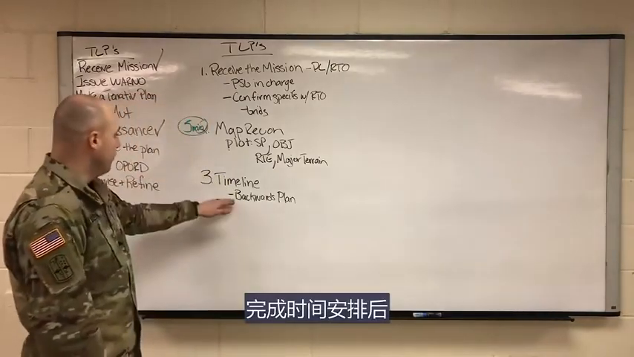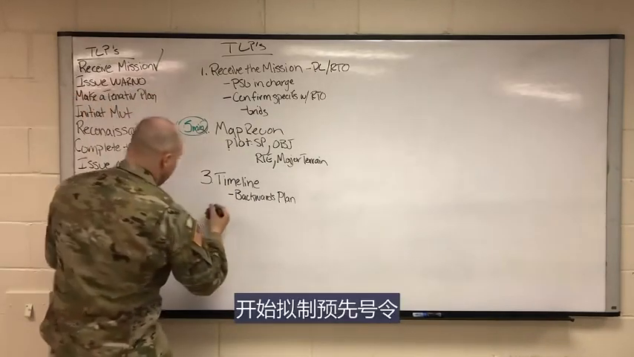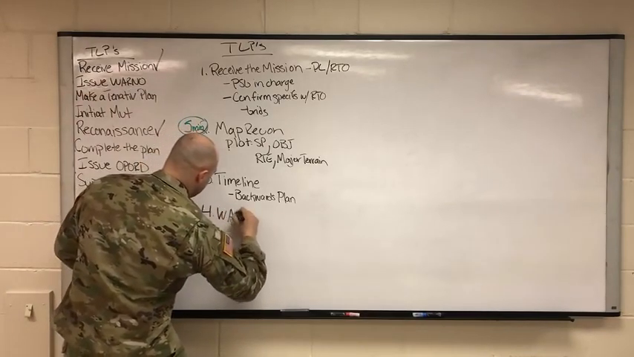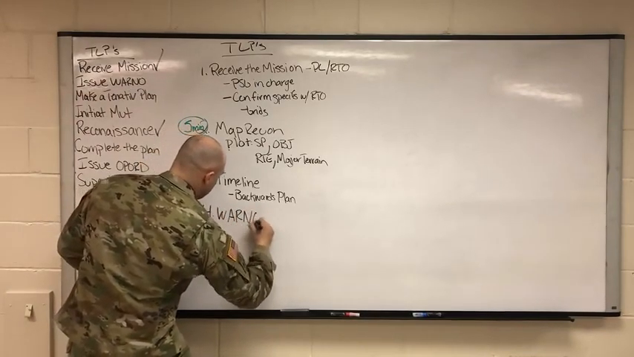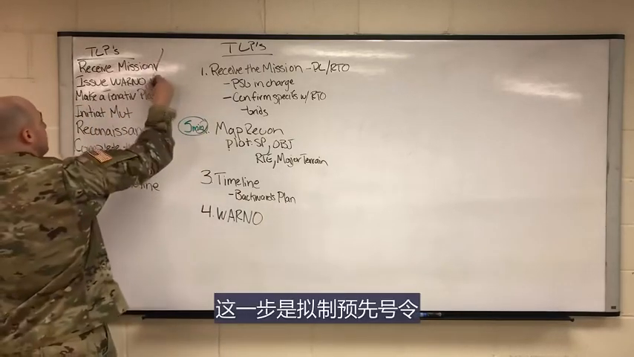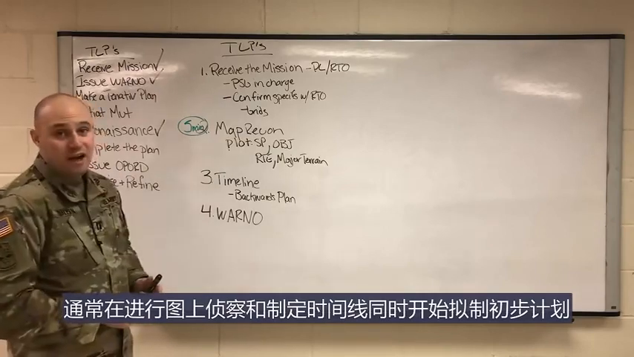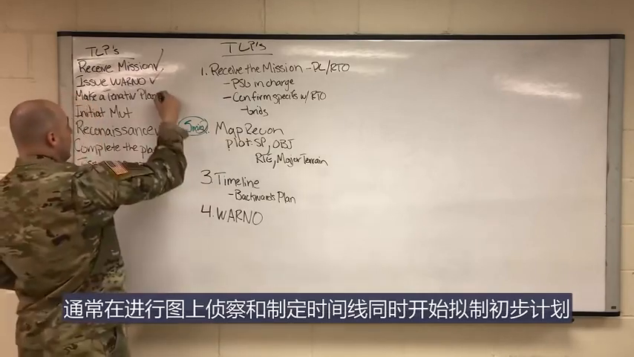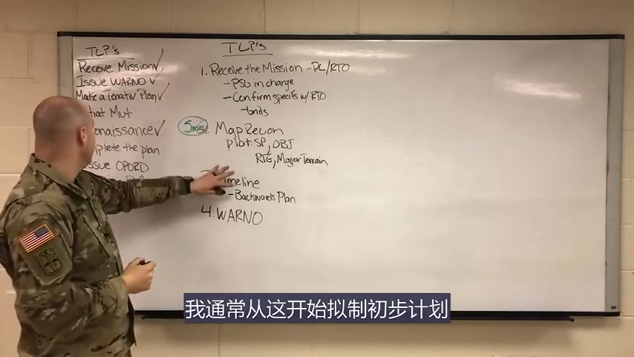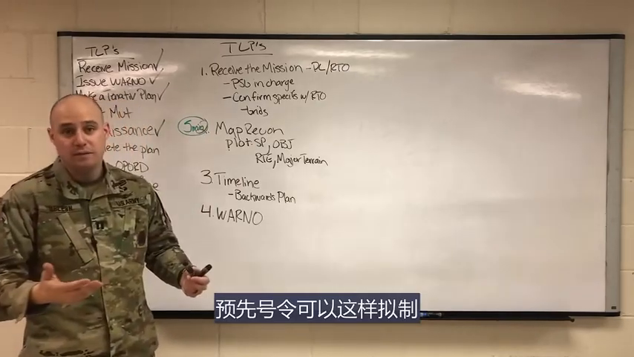Okay, once we have gathered our timeline, now is when I'm ready to issue my Warno. Okay, this is when I'm issuing my Warno. And I've kind of started with this map recon and this timeline. I've basically made a tentative plan. So I'm check marking that as well. I'm really making my tentative plan here, okay? And then I'm going to issue that Warno of what that looks like.